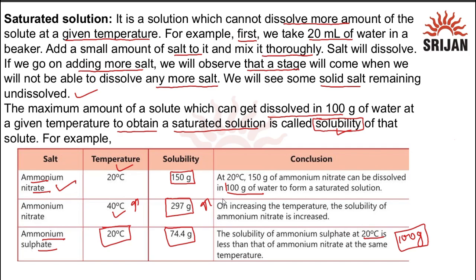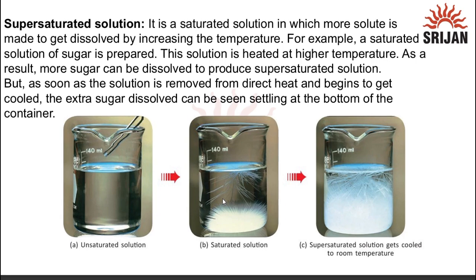Now moving towards supersaturated solution. It is a saturated solution in which more solute is made to get dissolved by increasing the temperature. For example, a saturated solution of sugar is prepared. This solution is heated to higher temperatures. As a result, more sugar can be dissolved to produce supersaturated solutions. But as soon as the solution is removed from the direct heat and begins to cool, the extra dissolved sugar can be seen settling at the bottom of the container.